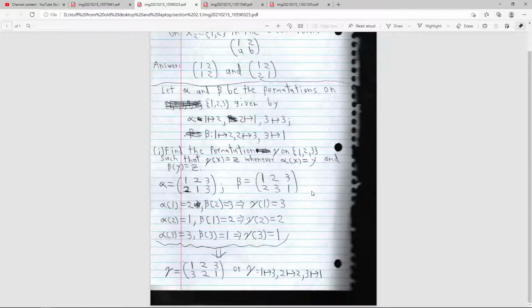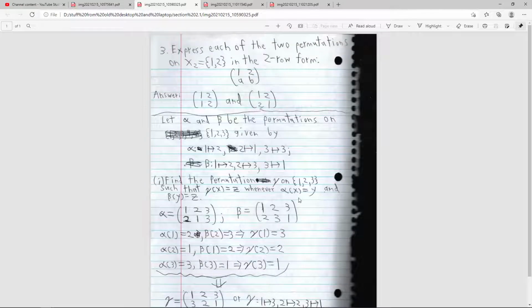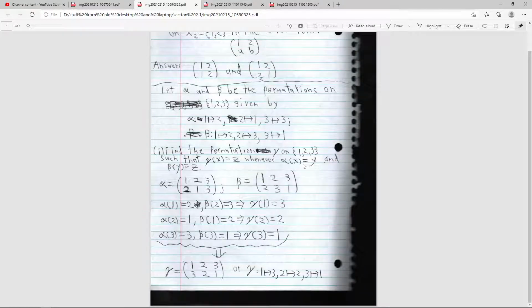But otherwise, it's a composition function, essentially what you know from basic algebra. So I write them in a two-row form to make it simpler. Alpha 1 equals 2, beta 2, then you take that output and put it in beta 2's input, and then it goes to 3. You get gamma 1 equals 3. The input is A's, and then beta is the output.